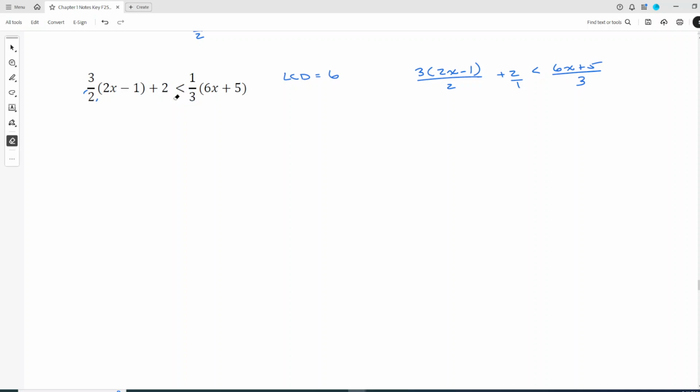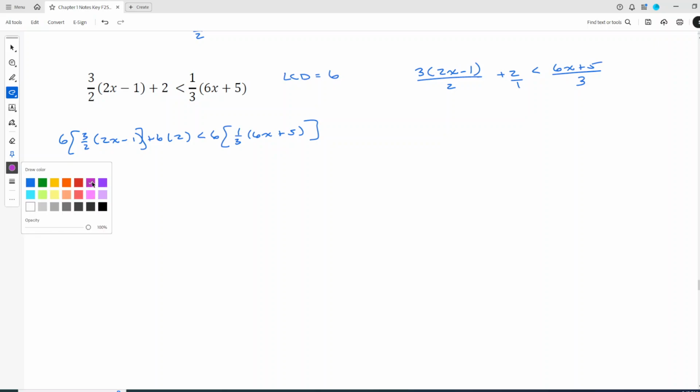So since my lowest common denominator is 6, I'm going to multiply every term by 6. I end up with 6 times 3 halves times 2x minus 1 plus 6 times 2 is less than 6 times 1/3 times 6x plus 5. Okay, now let's do that division. So for this one, I've got 6 divided by 2 is 3.